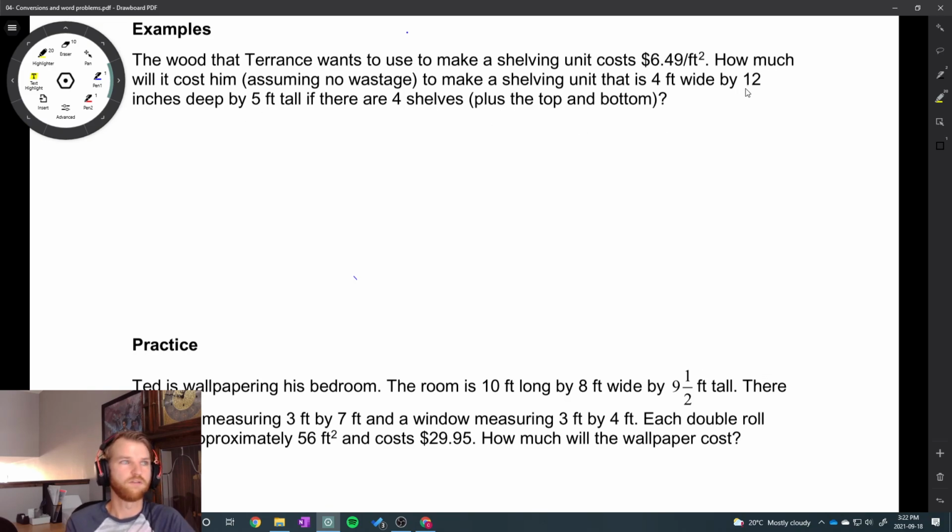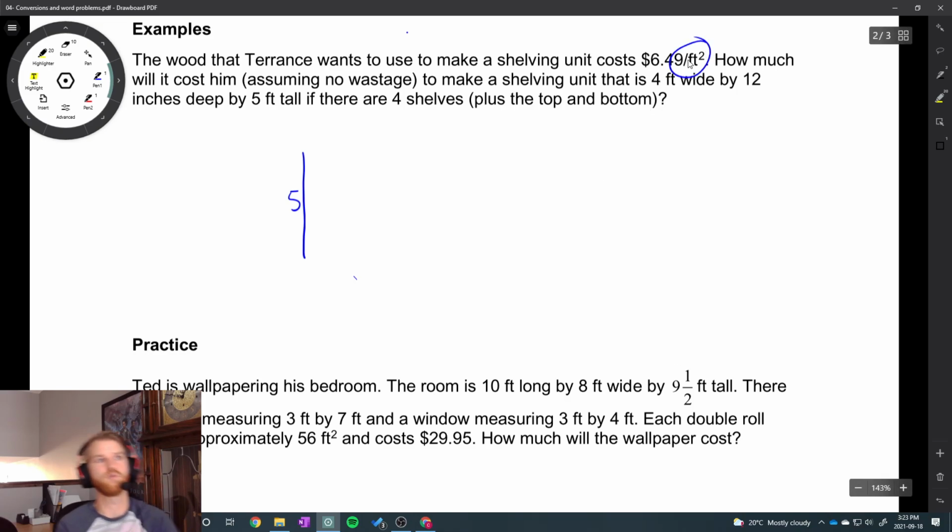Then it says, how much will it cost him, assuming no wastage, to make a shelving unit that is 4 feet wide by 12 inches deep by 5 feet tall if there are 4 shelves, plus the top and the bottom? Again, we really need to draw this thing. We know it's 5 feet tall, and it's going to be 12 inches deep, which is the same as 1 foot, and we want all of our measurements to be in the same units. In the end, we want to talk about square feet for the cost, and 2 of our measurements are in feet, and 1 of them is in inches.